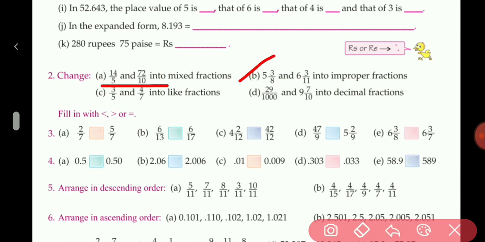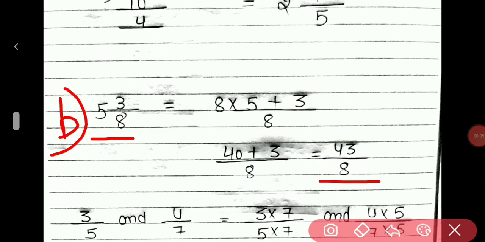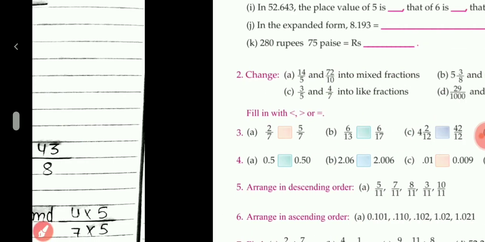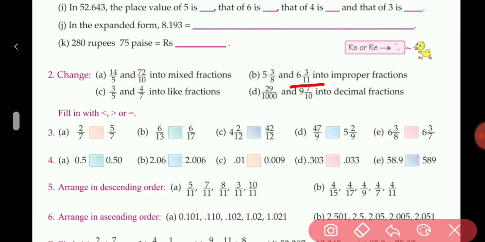B part, 5 3 by 8 and 6 3 by 11 into improper fractions. So we have to change these mixed fractions into improper fractions. Here is the solution. Solution of B part, 5 3 by 8 will be converted into improper fractions. How? 8 multiplied by 5 plus 3. So 8 is multiplied by 5 and then 3 is added. So the denominator remains same. 8 multiplied by 5, 40 plus 3 becomes 43 upon 8. Here is the answer. So the remaining part you have to do it by yourself.